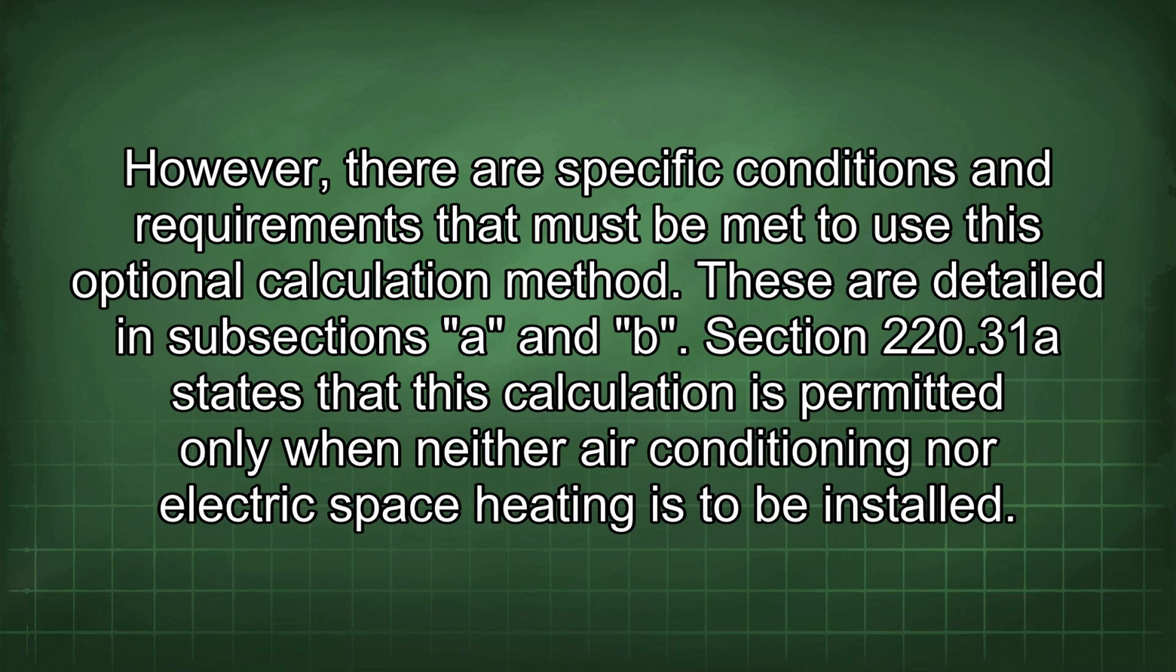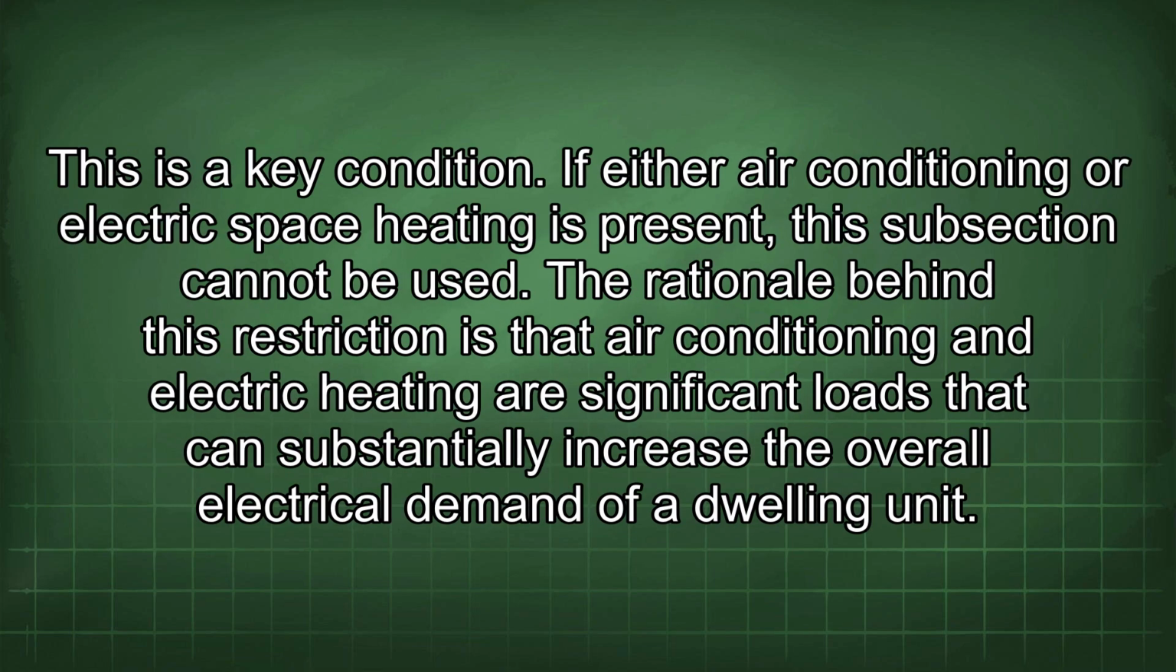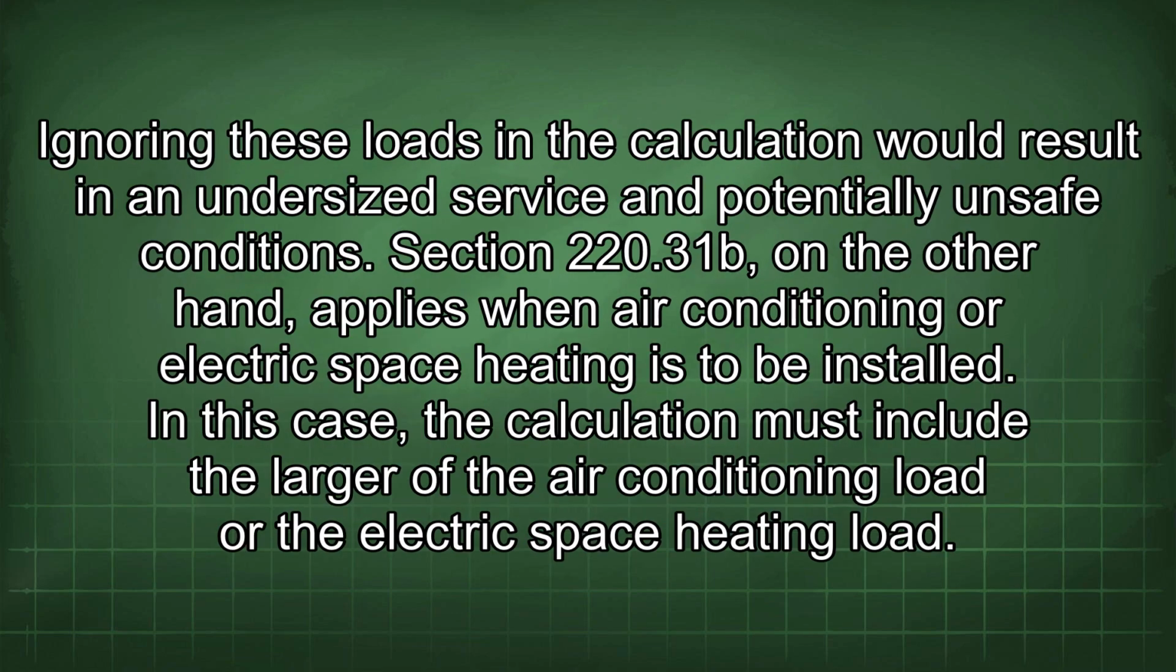These are detailed in subsections A and B. Section 220.31 states that this calculation is permitted only when neither air conditioning nor electric space heating is to be installed. This is a key condition. If either air conditioning or electric space heating is present, this subsection cannot be used. The rationale behind this restriction is that air conditioning and electric heating are significant loads that can substantially increase the overall electrical demand of a dwelling unit. Ignoring these loads in the calculation would result in an undersized service and potentially unsafe conditions.